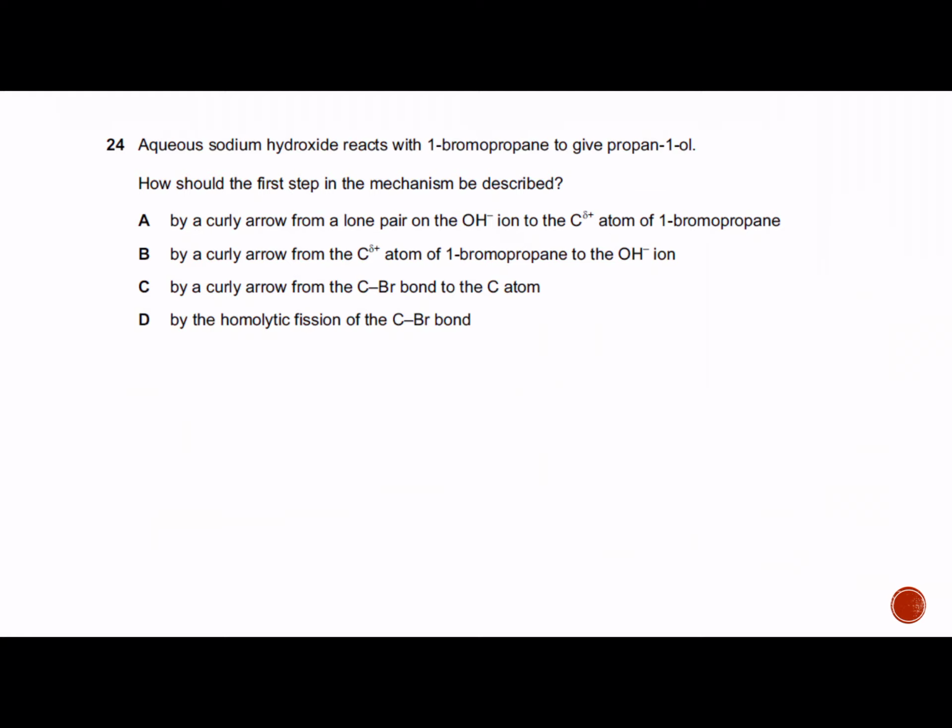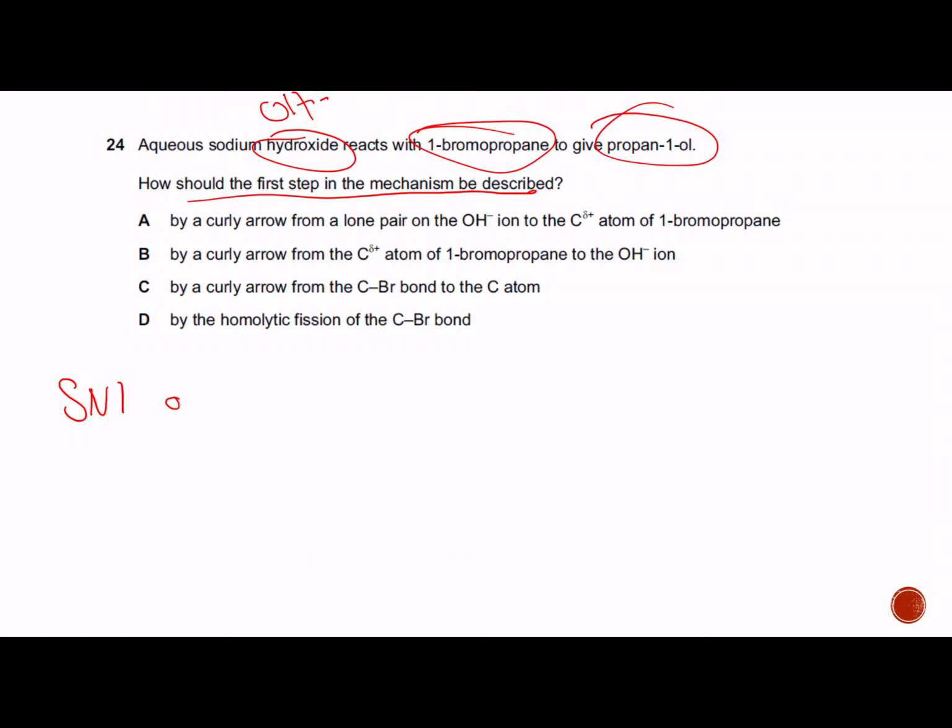All right, so how would I solve it? Aqueous sodium hydroxide, OH minus, another way of saying it, reacts with 1-bromopropane to give propanol. And so they ask, how can the first step in the mechanism be described? First of all, we have to figure out, is this SN1 or SN2? And then we have to memorize both mechanisms. So 1-bromopropane, we need to look at that to tell me what the mechanism is.